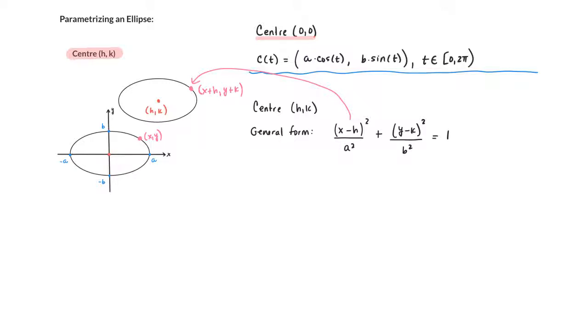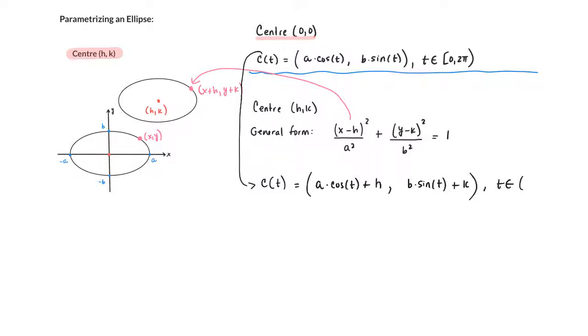So that makes the new parametrization, let's say going from the original one to the new one, be a times cosine of t plus h, comma, b times sine of t plus k, where again t is going to be between 0 and 2 pi. Okay.